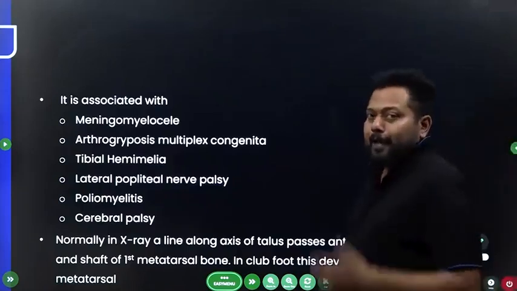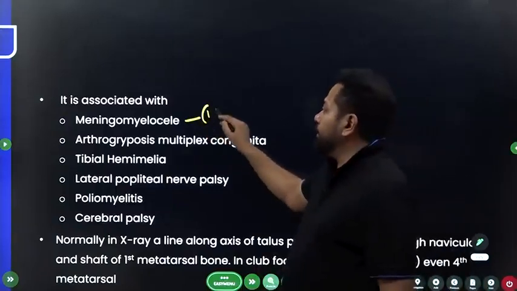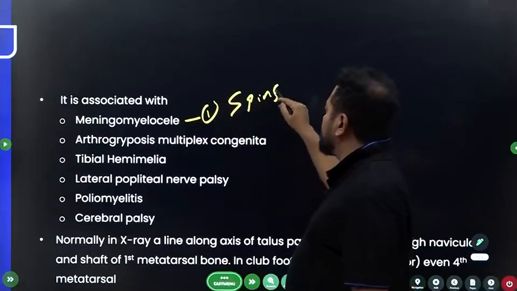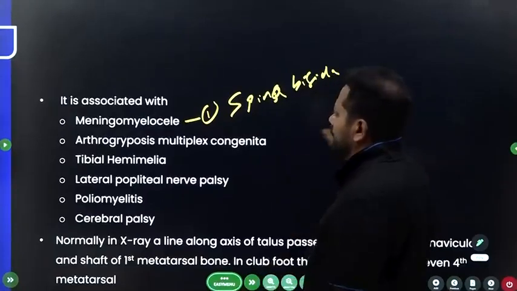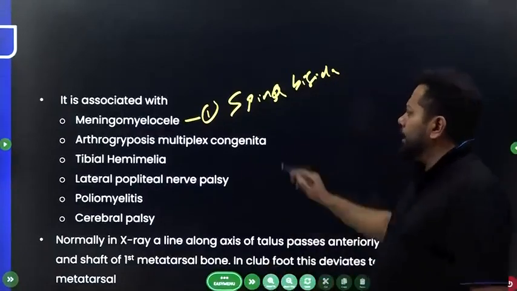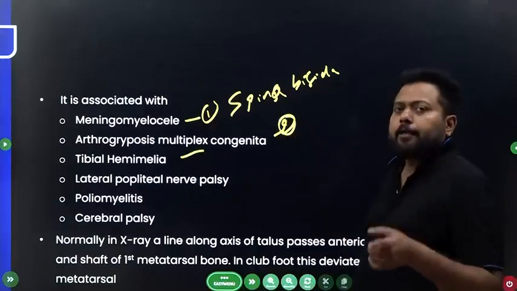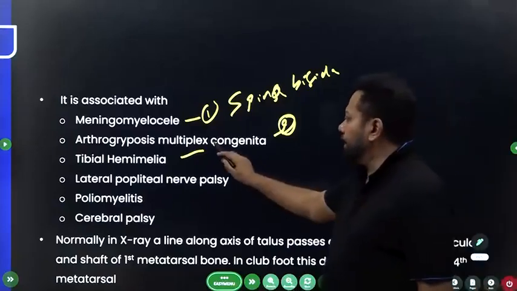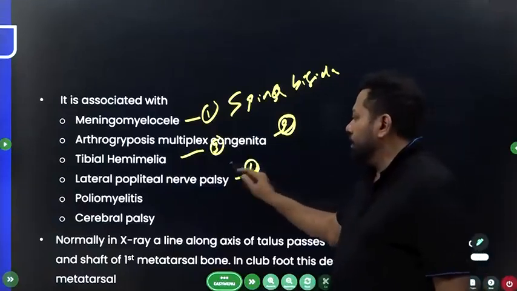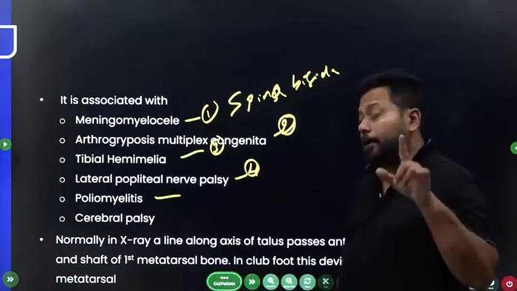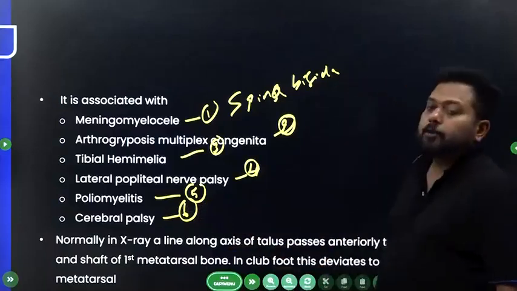The most important thing, the common associations from Apley. Meningomyelocele, this is spina bifida. Okay, this is the common association. Arthrogryposis multiplex congenita is a rare association. Tibial hemimelia means on one side of the leg the tibia is absent. That's called tibial hemimelia. This is a rare association. Lateral popliteal nerve palsy, rare association. Poliomyelitis, in our country once upon a time, a very common association. Cerebral palsy. So 6 points you should not forget.